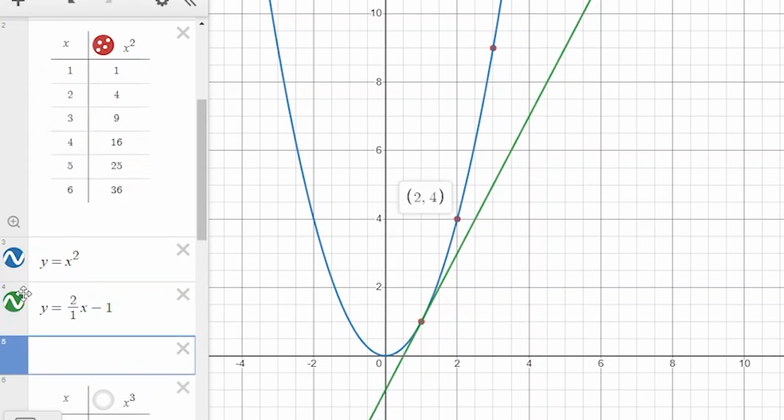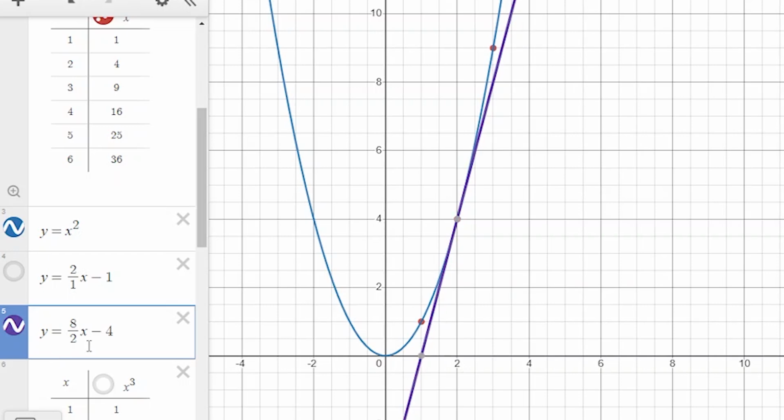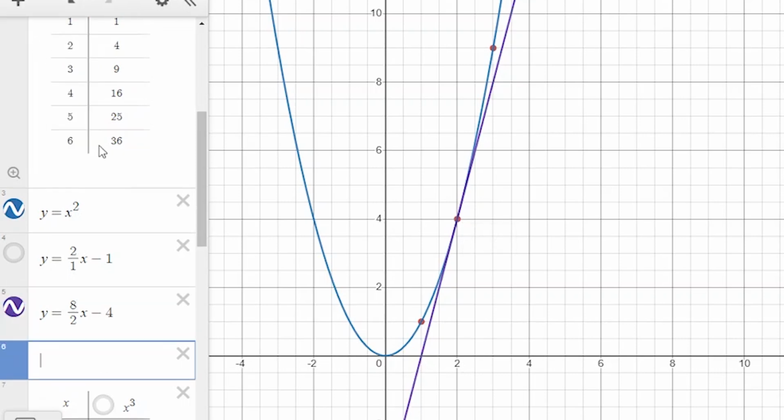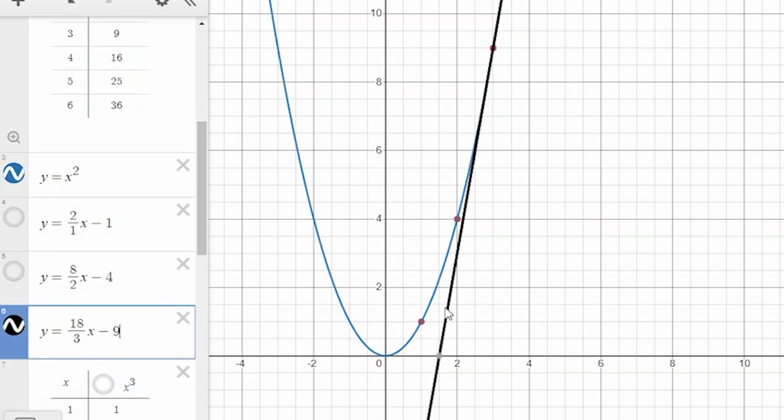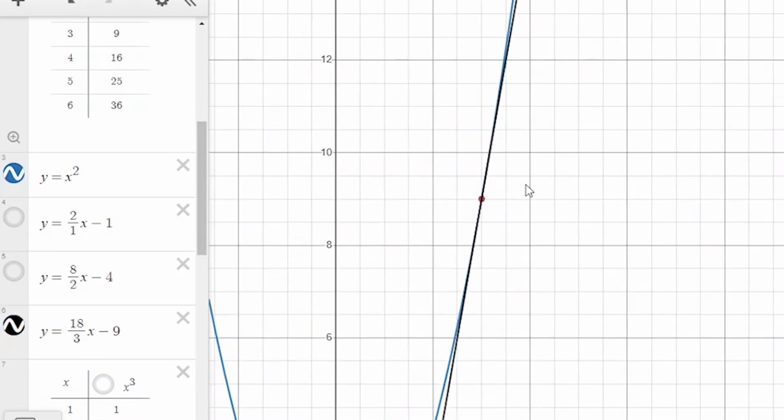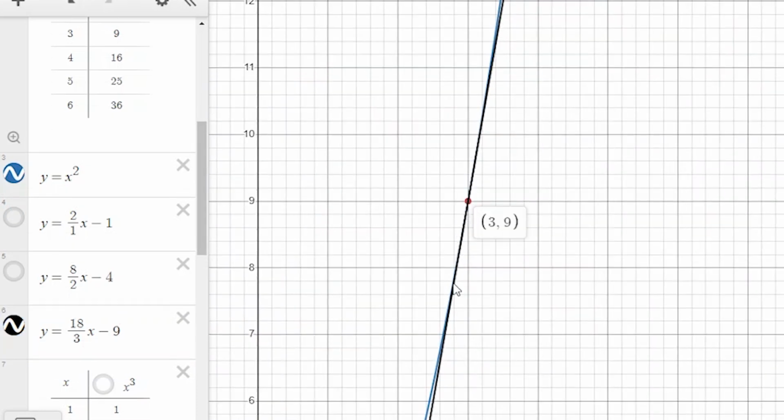Now I'm going to add one more line here to be tangent to the second point, which is 2 and 4. And that's going to be 8 over 2 minus 4. And you could see it's tangent with exactly this point. One more, if you like, I could do that. I hope now you start to see the pattern of what I'm trying to do. And you could see that the line here is tangent with only this particular point.